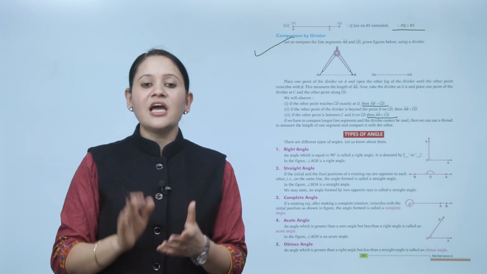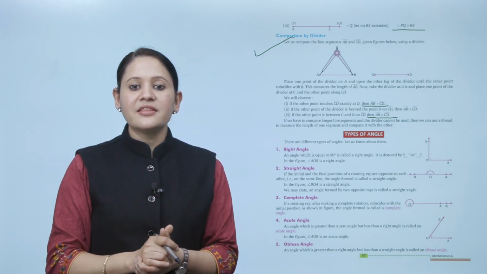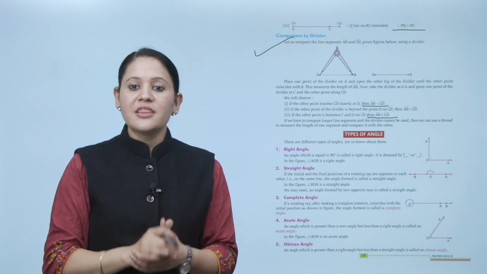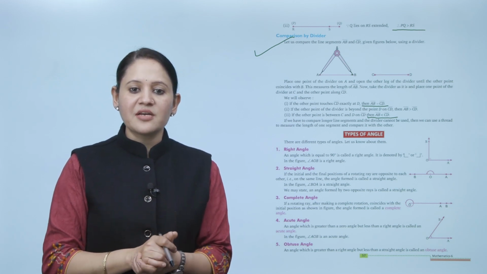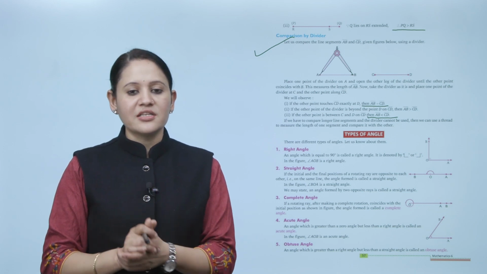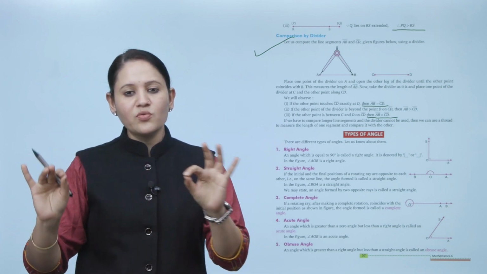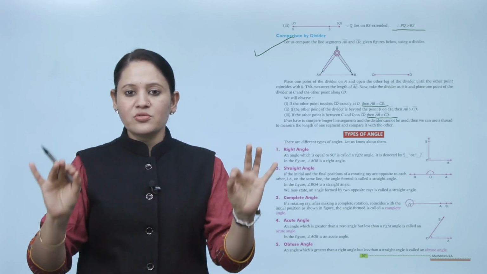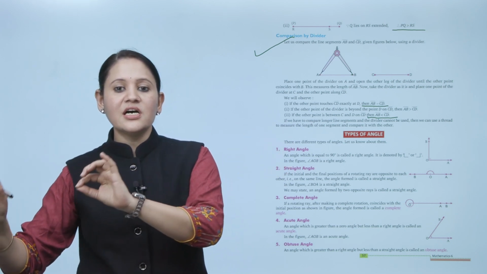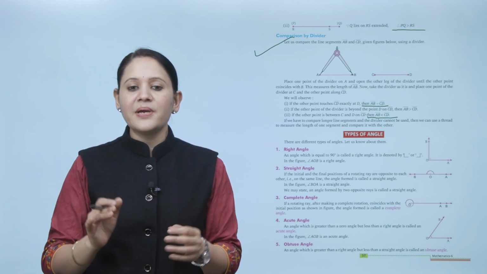If we have to compare line segments and the divider cannot be used, then we can use a thread to measure the length of one segment and compare it with the other. So we'll take a thread and open it equal to one segment. जो भी आपको given segment है, open to that length and compare with the other given line segment. Clear? So this way you can compare the length.